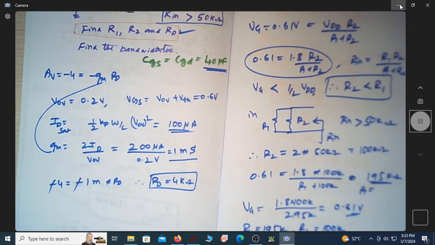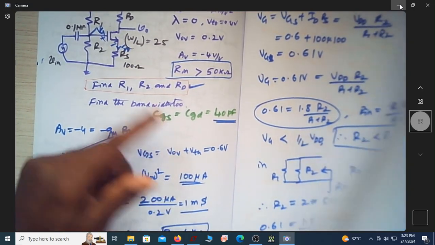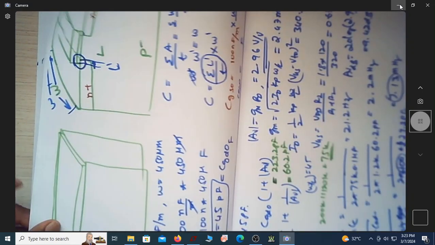So we are done with this, and we are asked to find the bandwidth. What is the bandwidth of this transistor? To know the bandwidth, we know that okay, this is what we did.